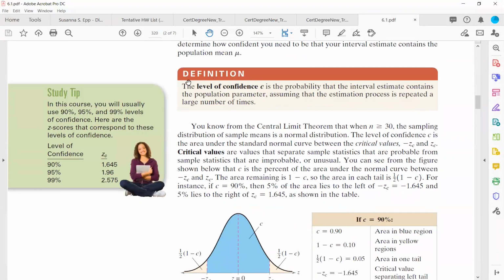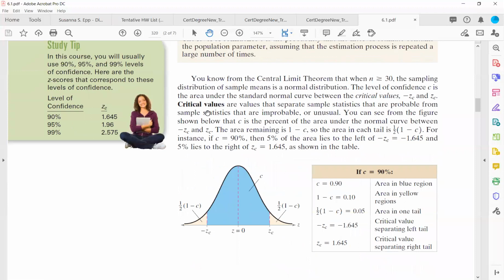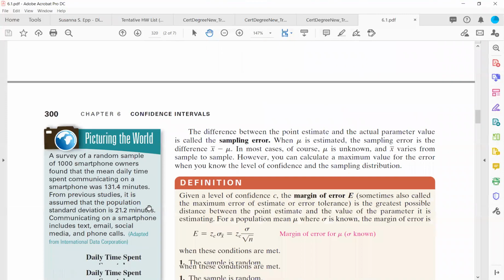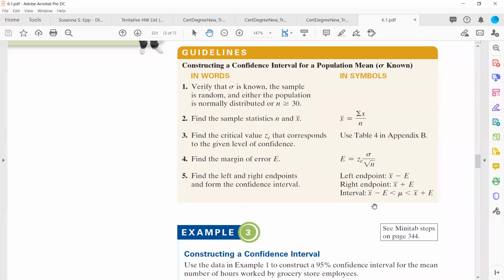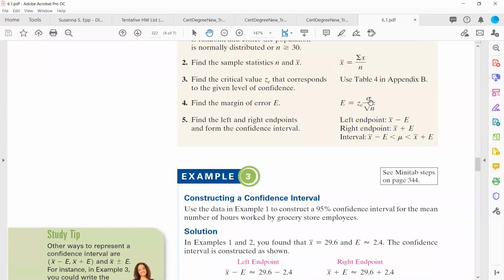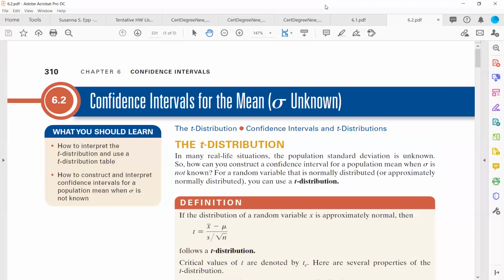We learned how to form the level of confidence and use that to find critical values, and finally, it helps us to find the margin of error and form the confidence interval. We learned that if sigma, the population standard deviation, is given, that's how we find the margin of error. I expect you to ask, what if sigma or the population standard deviation is not given? In this case, you're going to use a T-table.